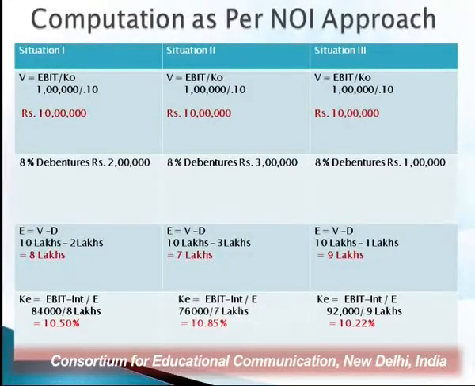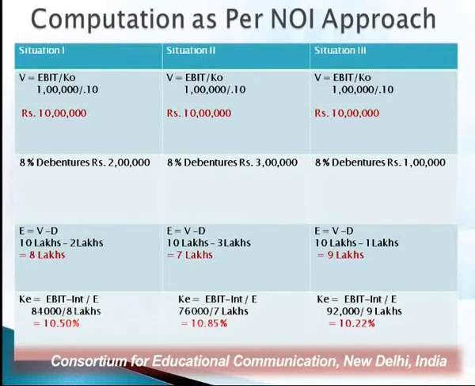Right? And in situation number 3, the same steps we have to follow, where the market value of equity becomes 9 lakh rupees, because we have reduced the quantum of debt from 2 lakh rupees to 1 lakh rupees, and cost of equity has declined from 10.50% to 10.22%. My dear students, we have to observe here whether we could follow the NOI approach properly or not, in the right manner or not.